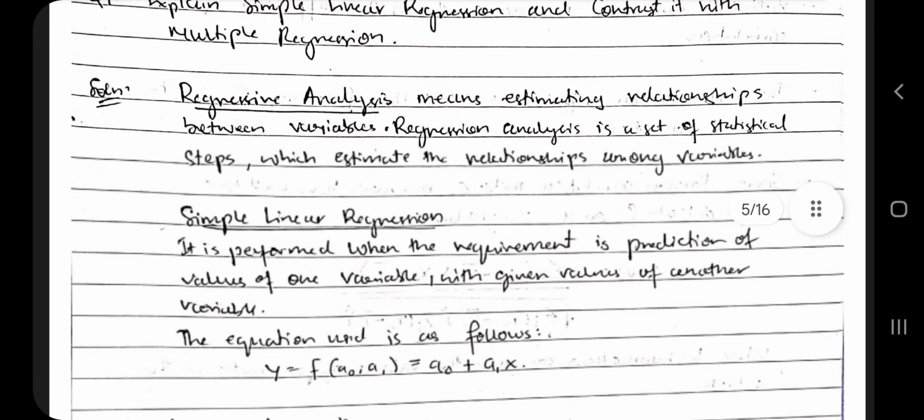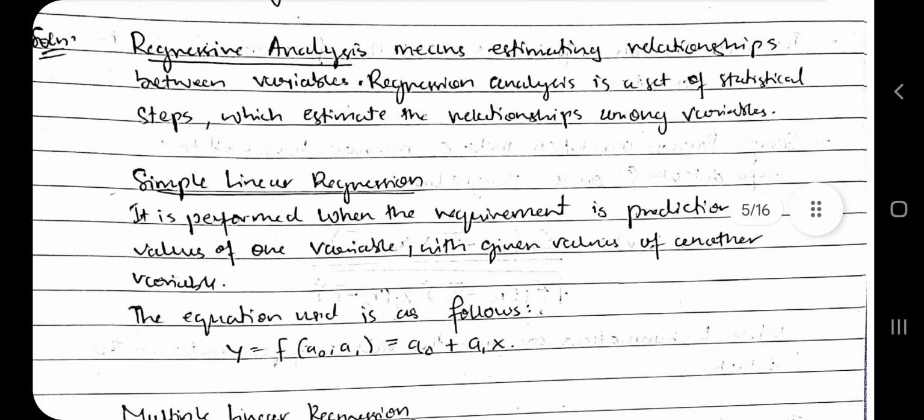Here, what is regression analysis? If you read the definition only, you will slightly get to know. It means estimating relationships between variables. Regression analysis is a set of statistical steps which estimate the relationship among the variables. Okay, that is what is called regression analysis. I can give an example. If in the previous 5 matches India scored more than 200, and if they ask you about the next match, obviously by the previous data you will analyze that it will be more than 200 only. That is regression analysis. By using previous data, you are determining something which is probable to happen, and that is called regression analysis.